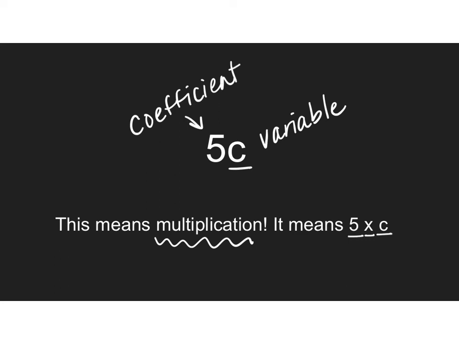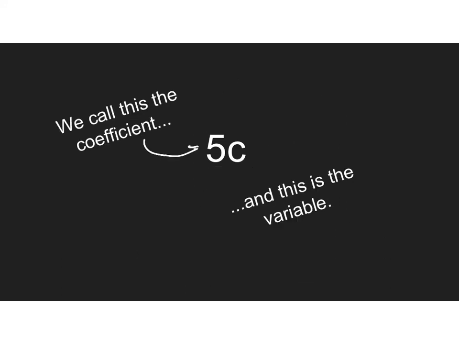The coefficient is the number that comes before a variable. When you see a number next to a letter in an expression, it means multiplication. So again, this is the coefficient, and this is the variable.